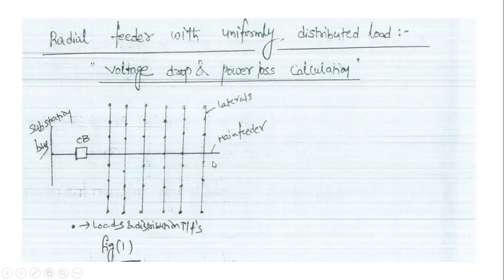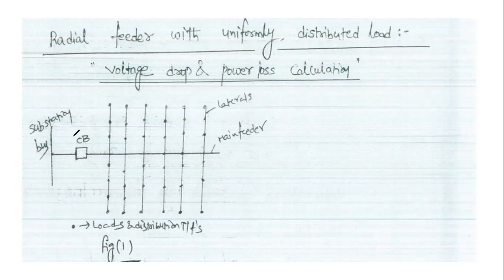This is the radial feeder. How many types of feeders are there? First one is the radial feeder. Next one is the parallel feeders. Next one is the ring feeders. And the next one is the interconnected feeders. We are taking the radial feeders. In that we are connecting the uniform loading, and then we will calculate the voltage drops and power losses that will be obtained when the load is uniform, by using this derivation.